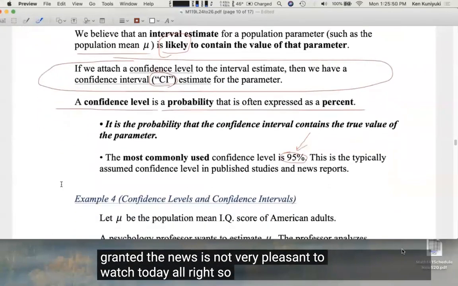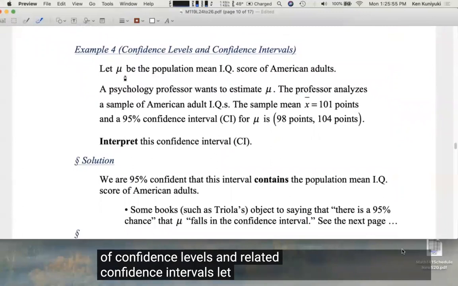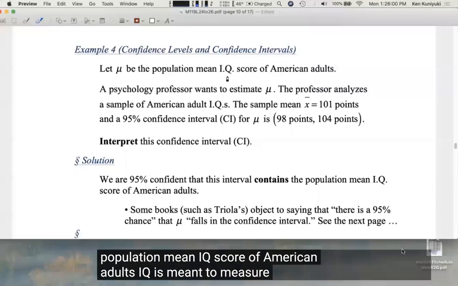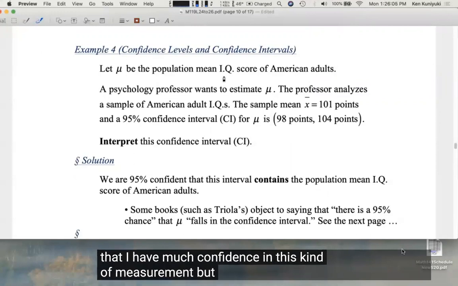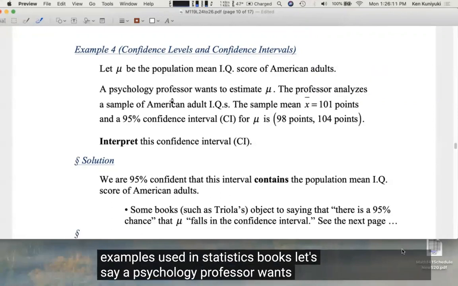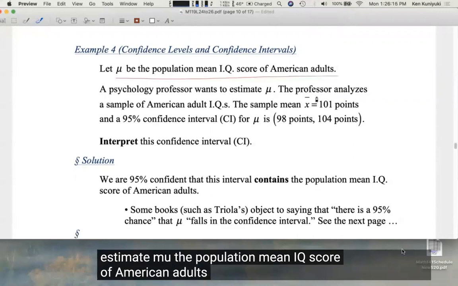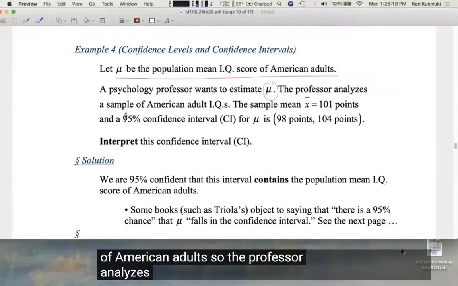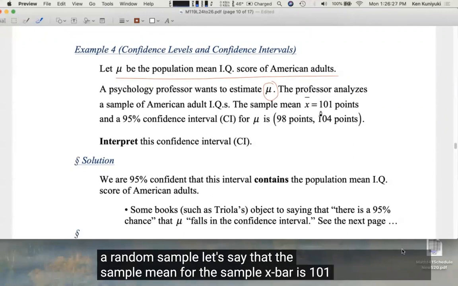All right. So some examples of confidence levels and related confidence intervals. Let mu be the population mean IQ score of American adults. IQ is meant to measure intelligence. Bear in mind, I'm not saying that I have much confidence in this kind of measurement, but these are common examples used in statistics books. Let's say a psychology professor wants to estimate mu, the population mean IQ score of American adults. So the professor analyzes a sample of American adult IQs, a random sample. Let's say that the sample mean for the sample, x bar, is 101 points.